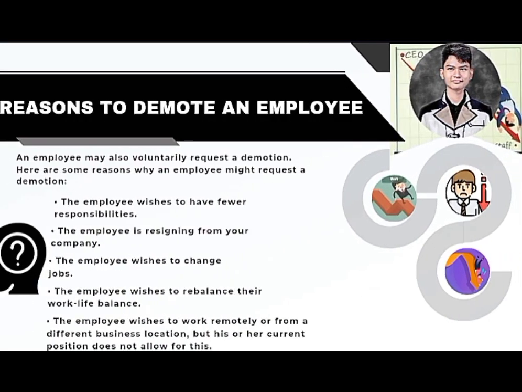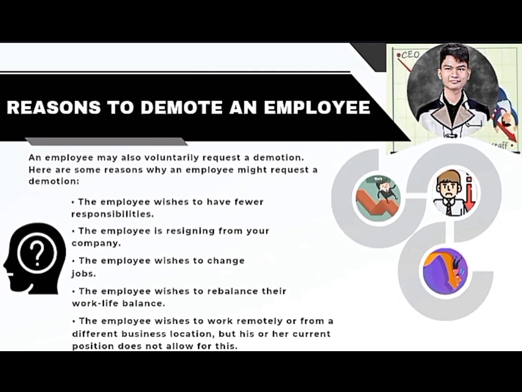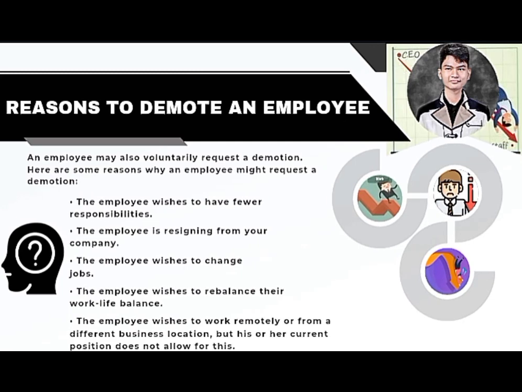So there are also reasons for demoting an employee voluntarily. An employee may also voluntarily request a demotion. Here are some reasons why an employee might request a demotion. The employee wishes to have fewer responsibilities. The employee is resigning from your company. The employee wishes to change jobs. The employee wishes to rebalance their work-life balance. And lastly, the employee wishes to work remotely or from a different business location, but his or her current position does not allow for this.